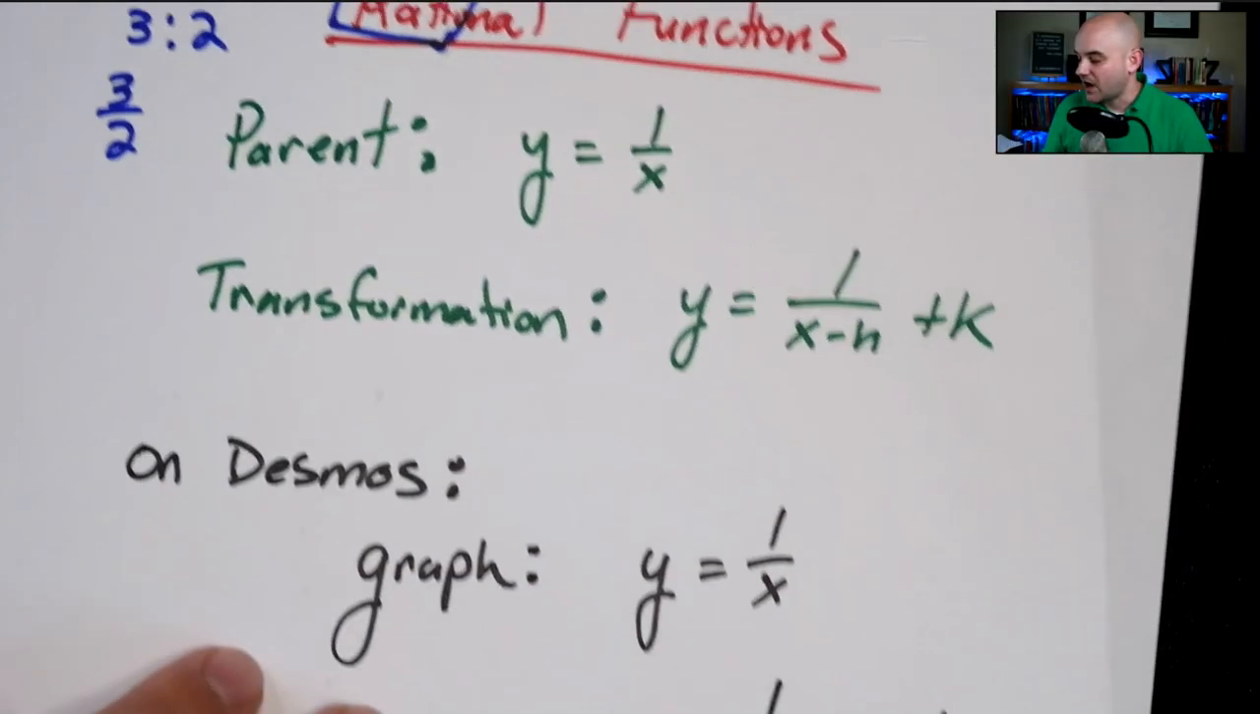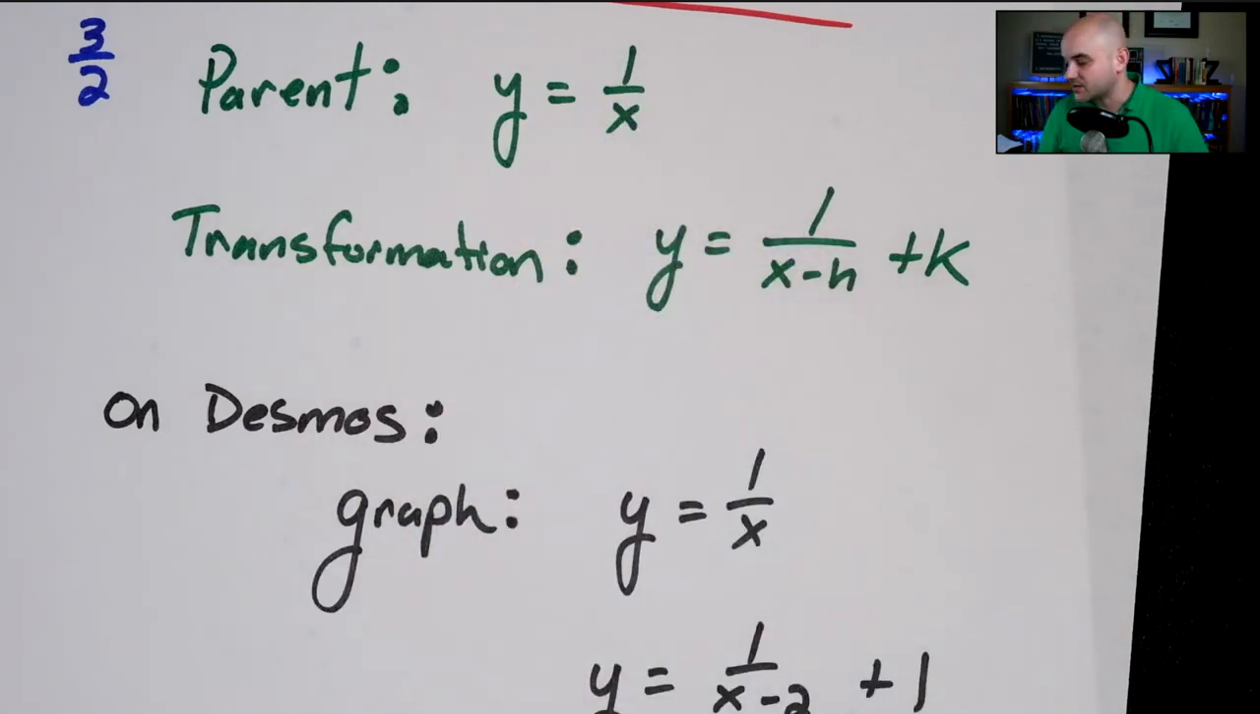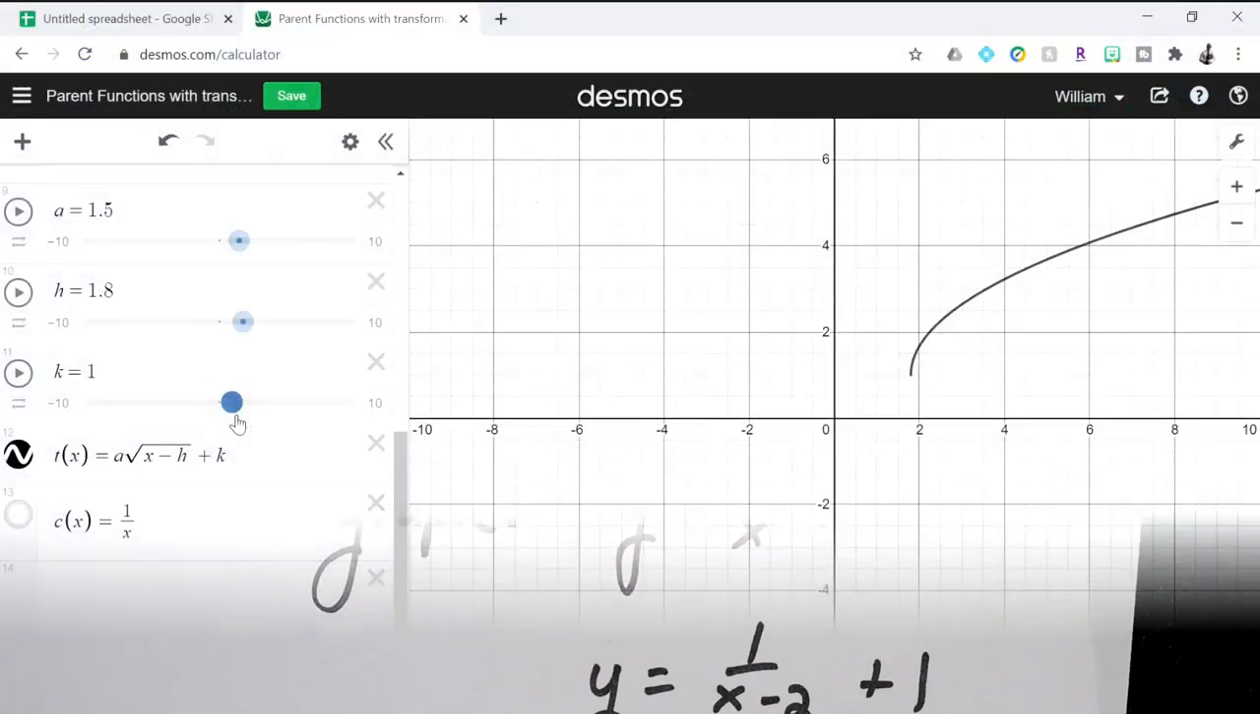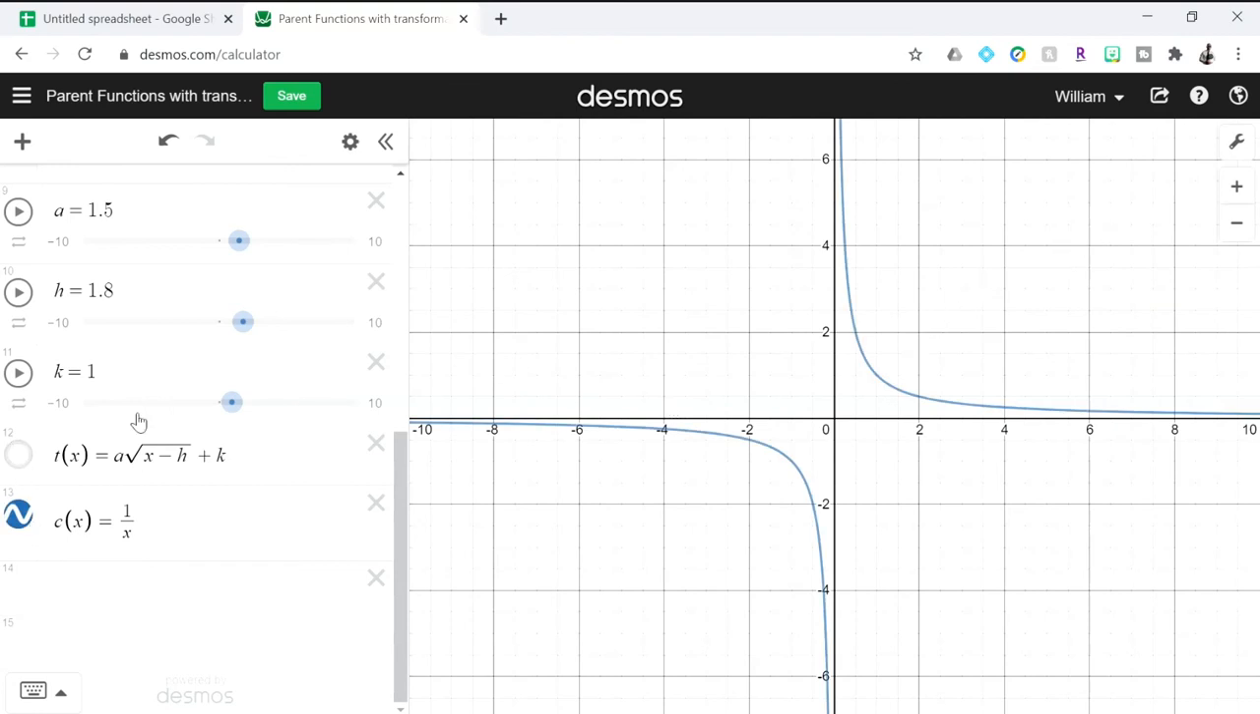You know, we got that fraction mixed in there. So the parent function is 1 over x. And let's just take a look and see what that looks like in Desmos. So we've got 1 over x looks like this. Let's turn off that square root function there.